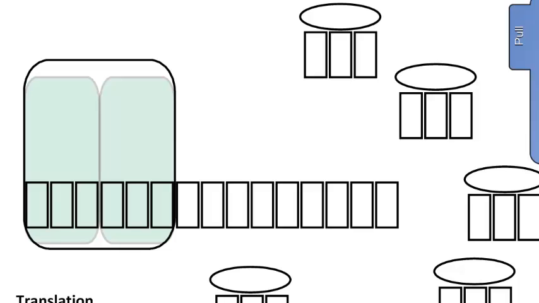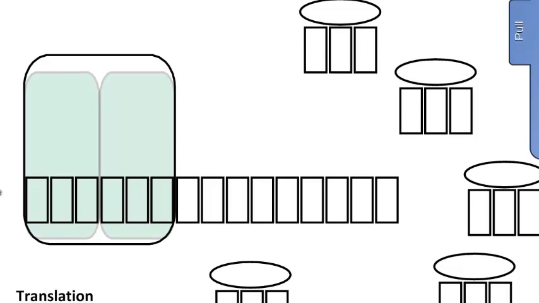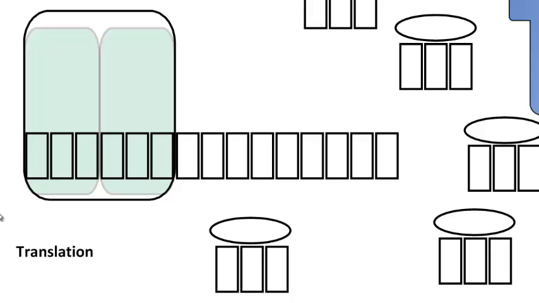At the cytoplasm, it's going to encounter a ribosome. And on this diagram, this big rectangle here is the ribosome. Now the ribosome has two subunits, or two parts to it. It's called the P site and the A site. P stands for polypeptide, or a chain of amino acids. A stands for amino acids.